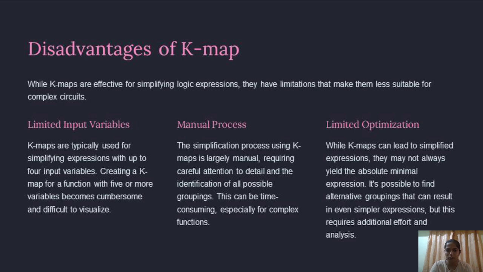And the last disadvantage of a K-map is limited optimization. While K-maps can lead to a simplified expression, they may not always yield the absolute minimal expression. It's possible to find alternative groupings that can result in an even simpler expression, but this requires additional effort and analysis.